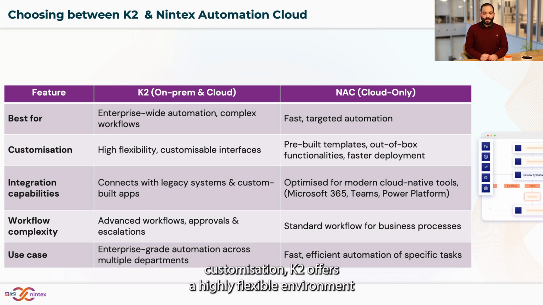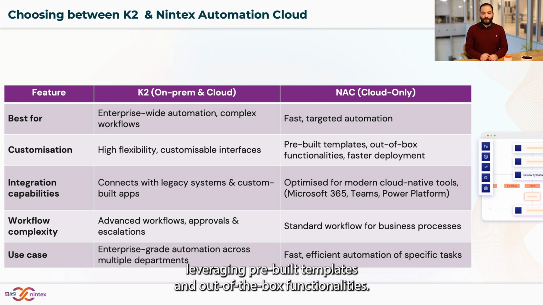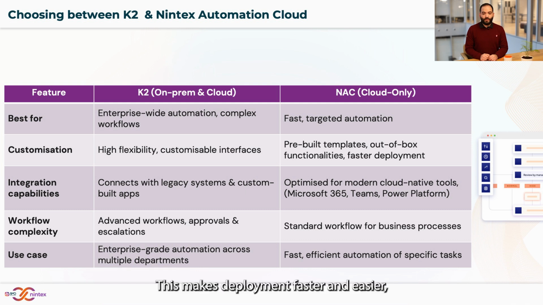When it comes to customization, K2 offers a highly flexible environment, allowing businesses to tailor their interfaces and user experience to precise organizational needs. In contrast, NAC follows a more standardized approach, leveraging pre-built templates and out-of-the-box functionalities. This makes deployment faster and easier, but with less room for deep customization.